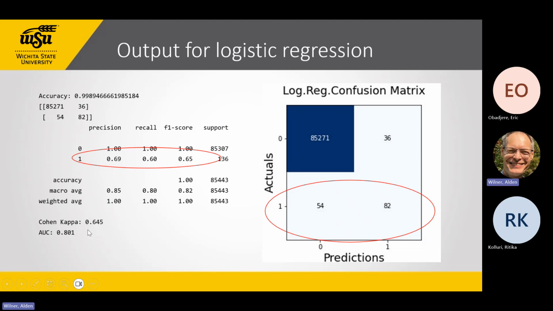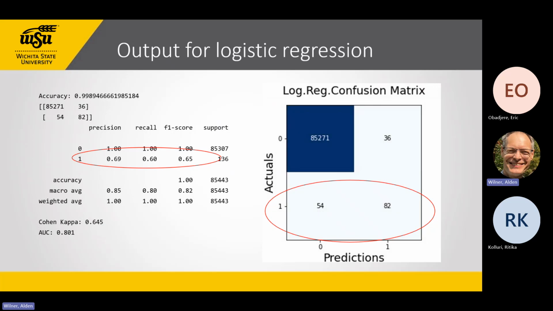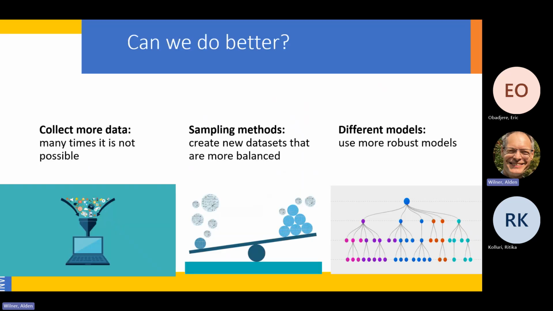Area under the curve is 0.1. Our area under the curve here was actually higher with naive Bayes, even though we had more misses on the minority case, right? So what we're looking for is, can we do better than those, right? Well, how can we do better?